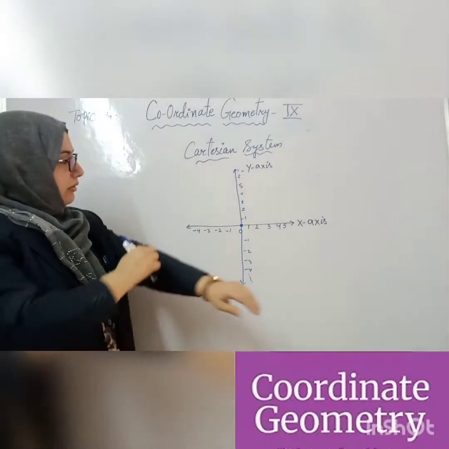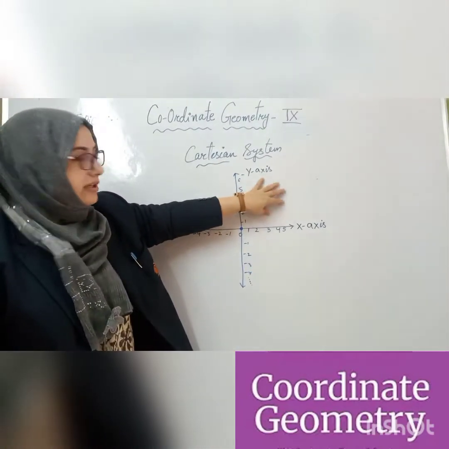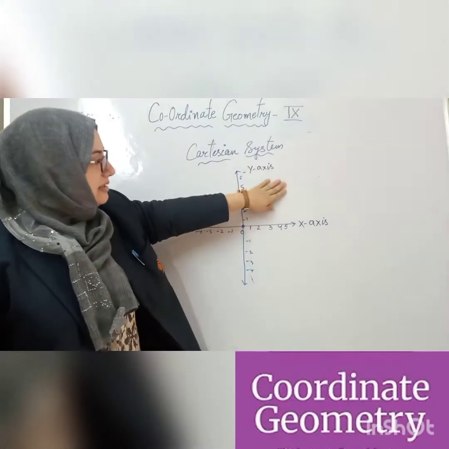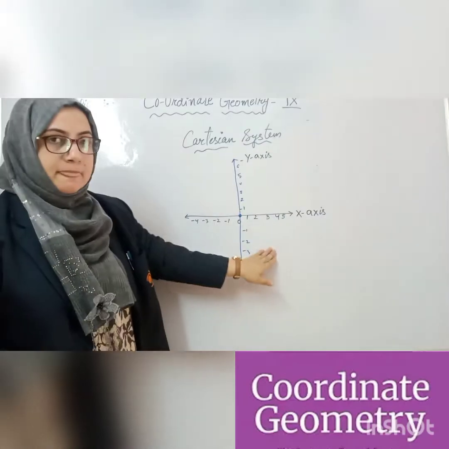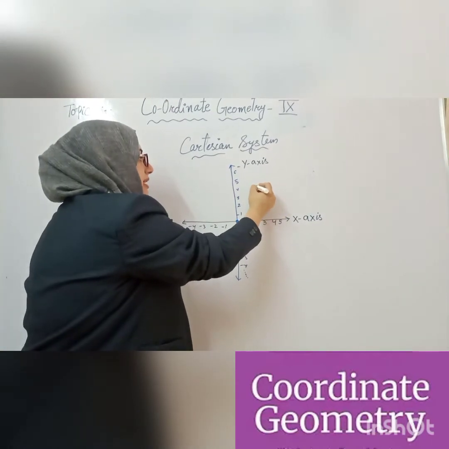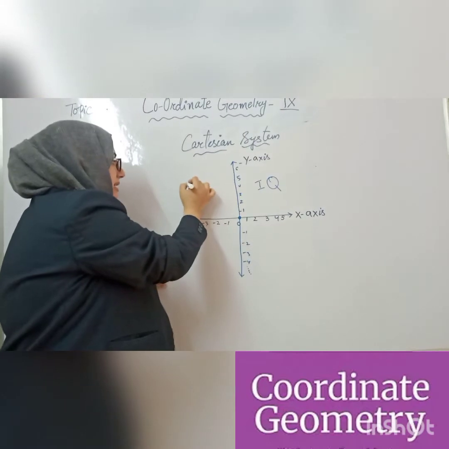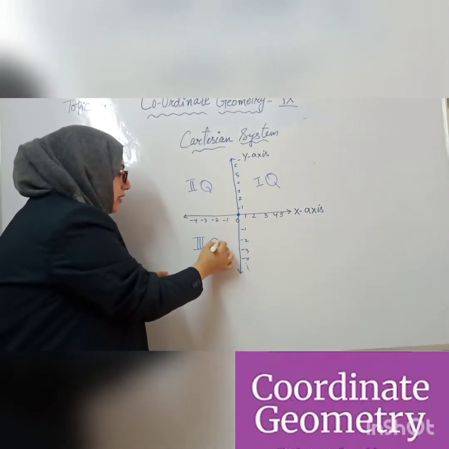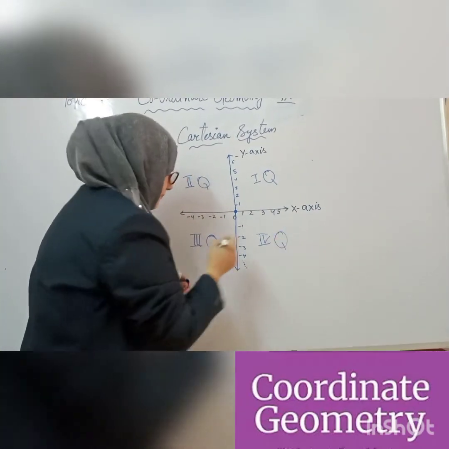Right? Now, if you can see here, they are making some space. They are making some quadrants. So this Cartesian system or Cartesian plane has 4 quadrants. Okay? So, we will start anti-clockwise. This is called the first quadrant. This is called the second quadrant. This is called the third quadrant. And this is called the fourth quadrant.